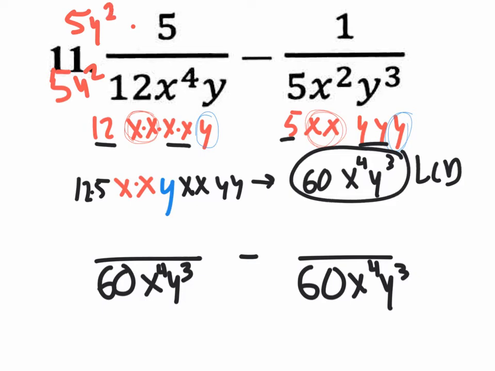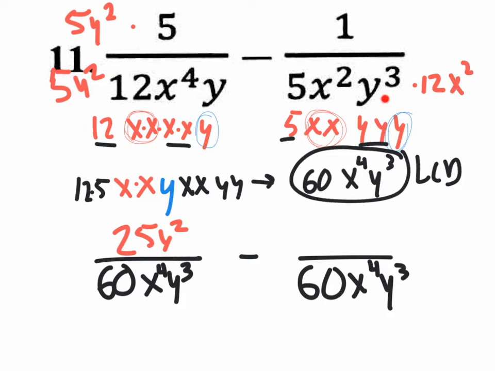So what do we get as a numerator? We get 25y squared. Now on the other one, what do I do for the 5? What do I do to the 5 to get a 60? Well, I multiply it by 12. Okay? And how about this x squared? What do I do to the x squared to get an x to the 4th? Oh, I multiply it by x squared.